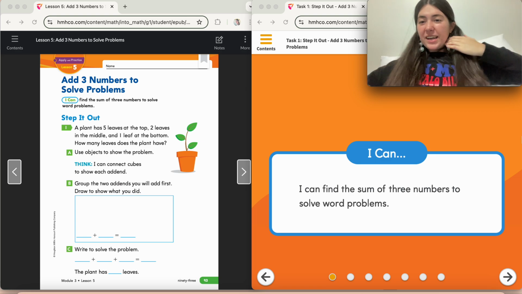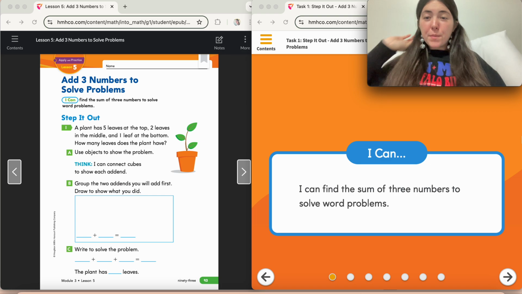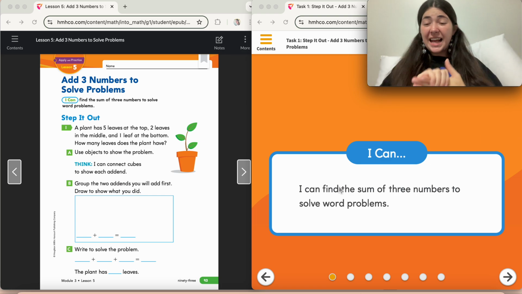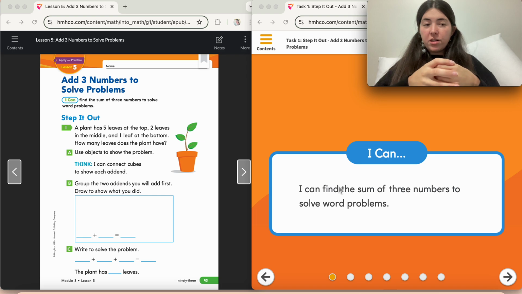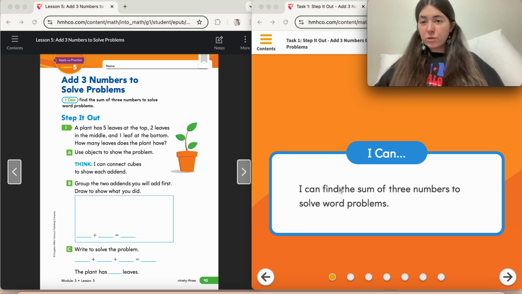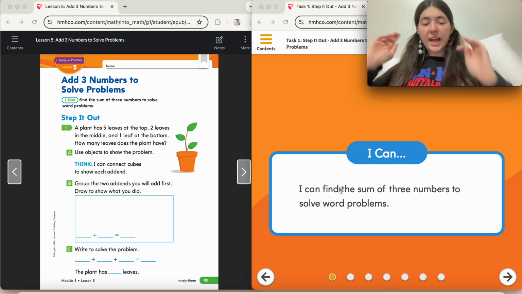You should right now have your math book out. That is your crab book, and you should also have a pencil, and Miss Meadows should have given you a little container of some cubes that you are able to use. If you have all of those things, you are good to go. If you do not, go ahead and pause the video and make sure you have those things.